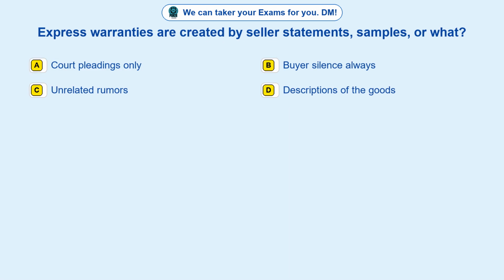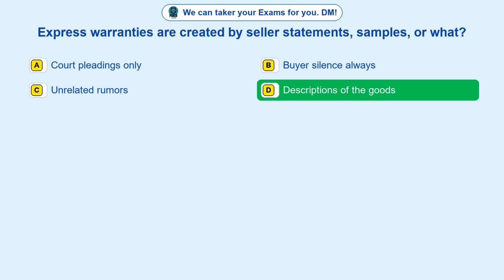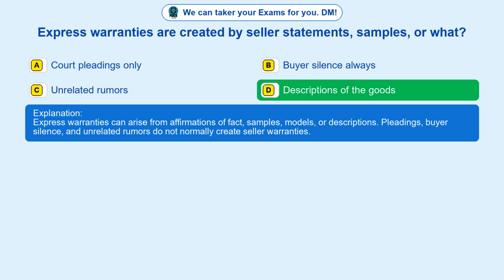Question 78. Express warranties are created by seller statements, samples, or what? Option A. Court pleadings only. Option B. Buyer silence always. Option C. Unrelated rumors. Option D. Descriptions of the goods. The correct answer is option D. Descriptions of the goods. Express warranties can arise from affirmations of fact, samples, models, or descriptions. Pleadings, buyer silence, and unrelated rumors do not normally create seller warranties.